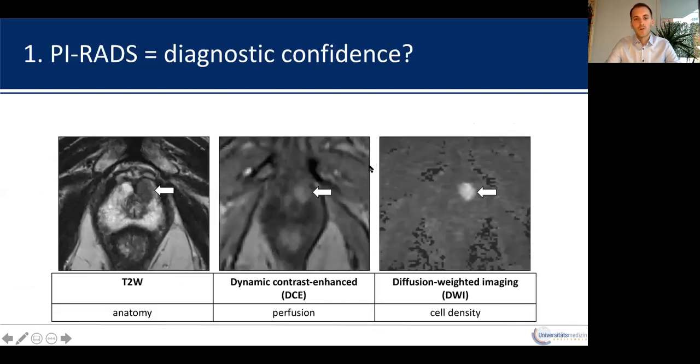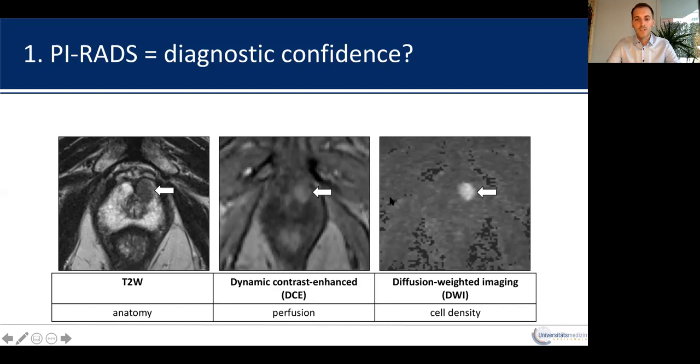In this protocol, three typical sequences are suggested to use: the T2, the DCE, the dynamic contrast enhanced sequence, and also a diffusion weighted imaging sequence, which also includes an ADC map. All these different sequences provide different information, such as information on the anatomy, perfusion, and cell density of the lesion.